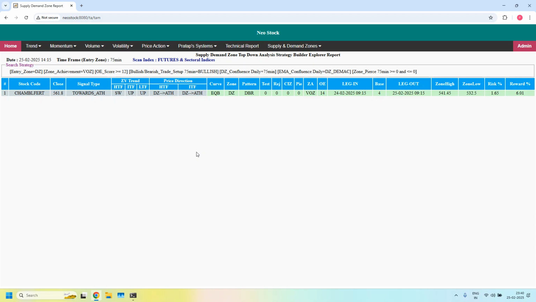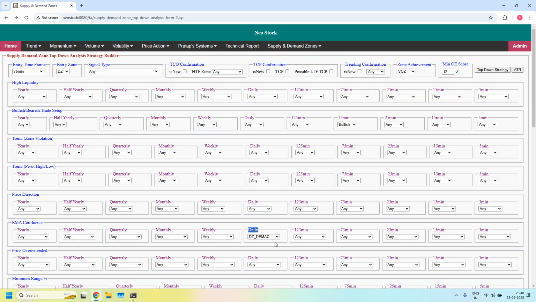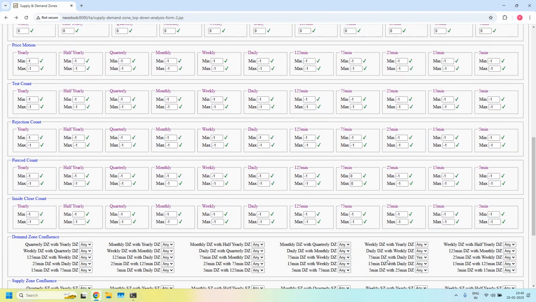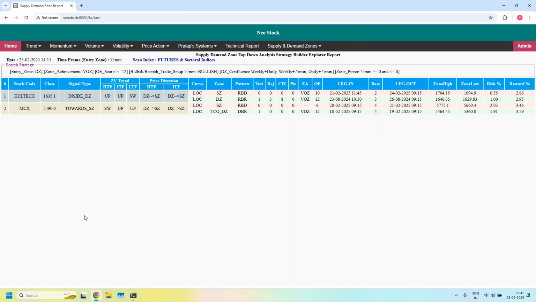Next we will look into LTF, ITF, HTF demand zone confluence. Removing EMA filter. In the demand zone confluence, first filter is already enabled. Sorry, this is the one. Next 75 with weekly demand zone confluence. Daily demand zone with weekly demand zone confluence. With all the three filters, we got two stocks.